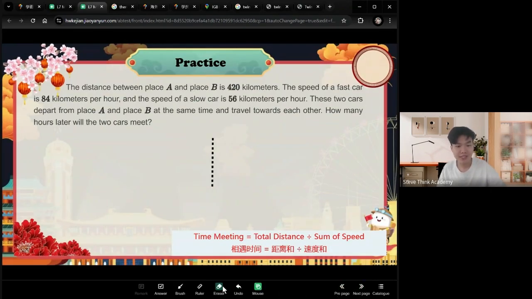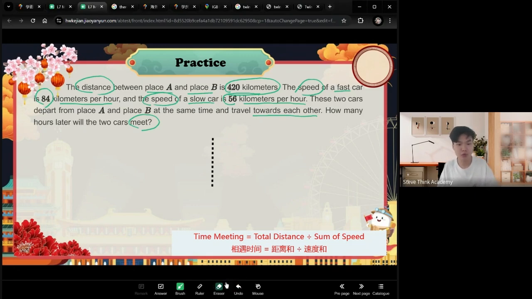In our practice, there are 2 places, A and B, and the distance is 420 kilometers. The speed of a fast car is 84 kilometers per hour, and the speed of a slow car is 56 kilometers per hour. These 2 cars depart from place A and B at the same time and travel towards each other. How many hours later will the 2 cars meet?